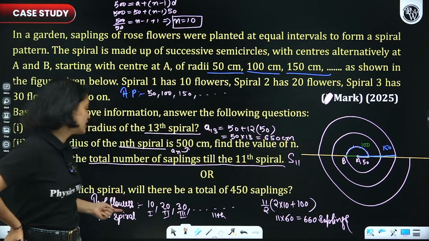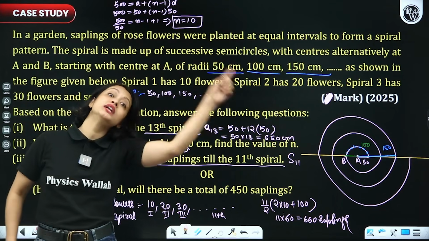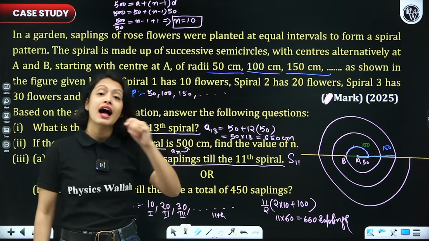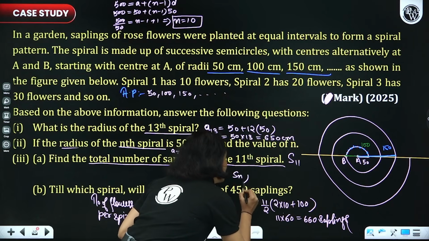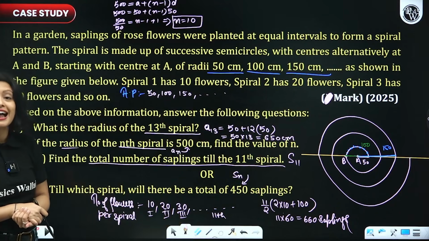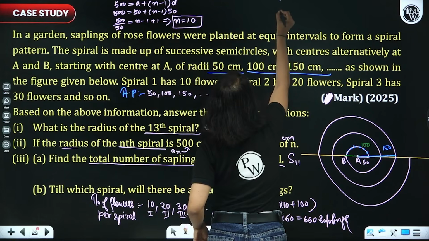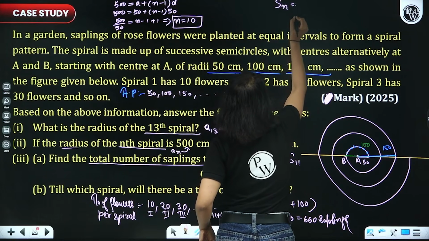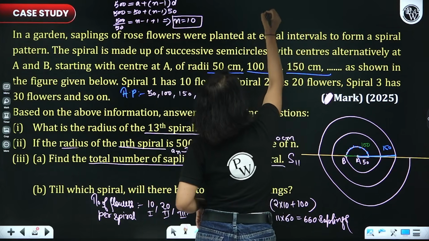Now, again, they are talking about the second AP only, and they are saying, till what spiral will the total number of flowers be 450? Again, SN. The value of SN is given to you, and the value of N is being asked. Got it? Understood? So, here, what is the value of SN, everyone? The value of SN is 450, right?